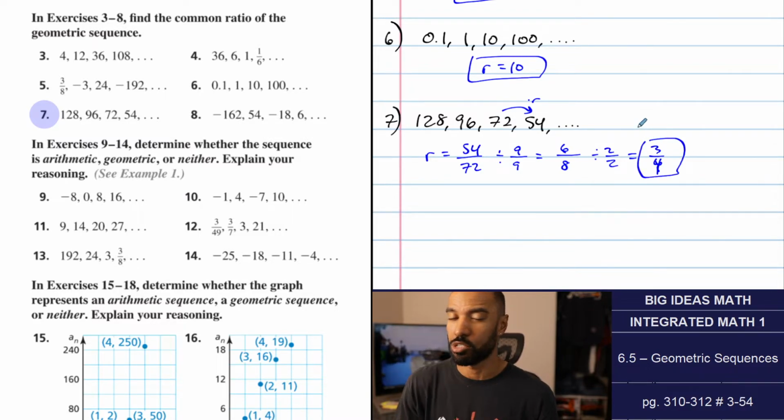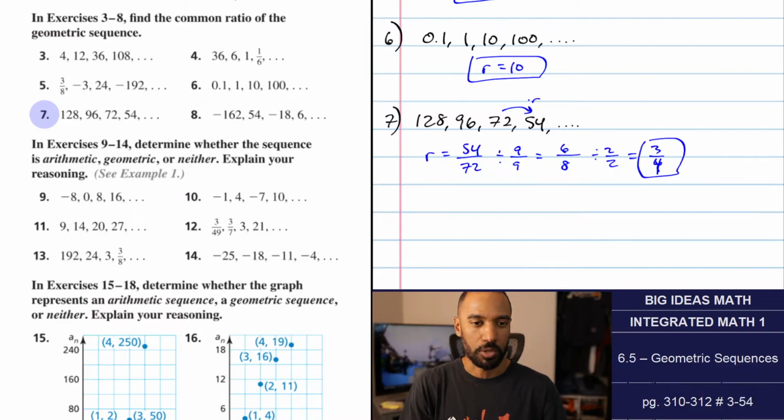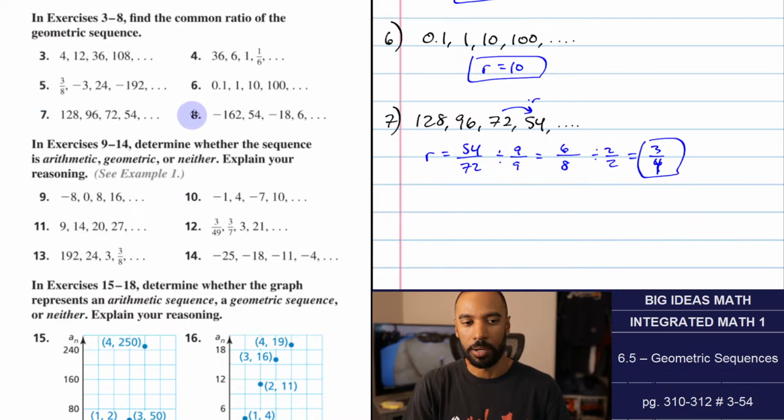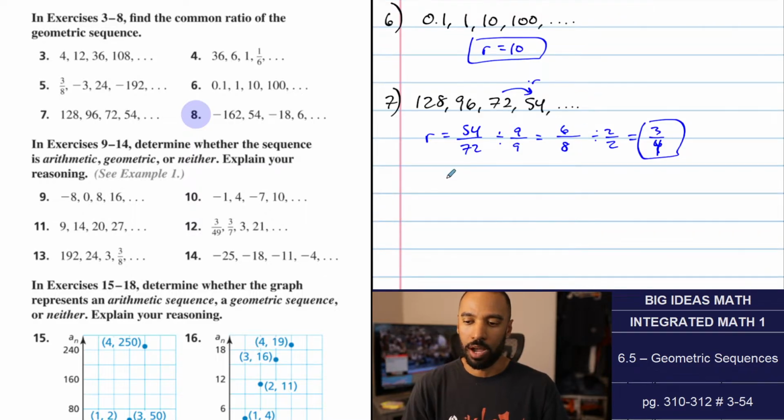The decimal equivalent is 0.75. I'm going to stick with 3/4. And it should be a number less than 1. These numbers are getting smaller after all. So a number less than 1, when you multiply by it, will give you exactly that.